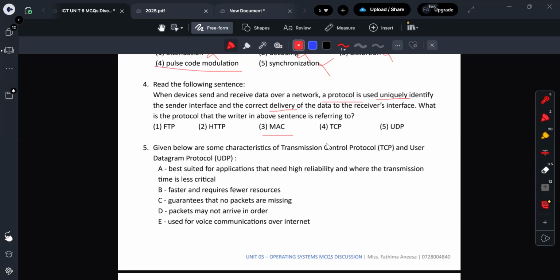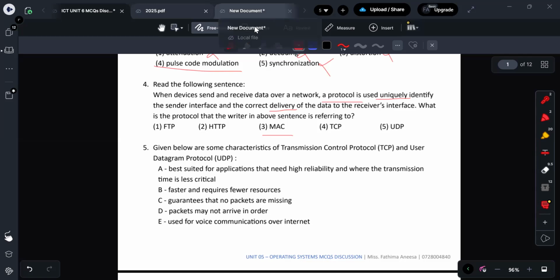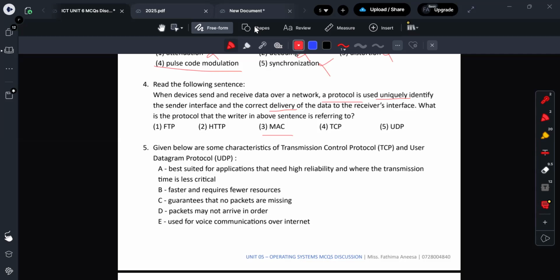Right. Okay, and FTP and HTTP, those are application layer protocols for file transfer and web browsing. So that doesn't match the scenario, right? TCP and UDP, what layer protocols are these on the OSI model? Which layer protocol? In the transport layer, right? So these are transport layer protocols that handle data transmission rules between hosts, not the physical interface identification. So that was TCP and UDP. So answer is MAC.